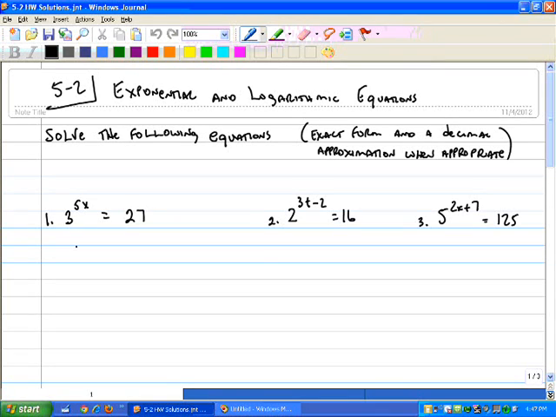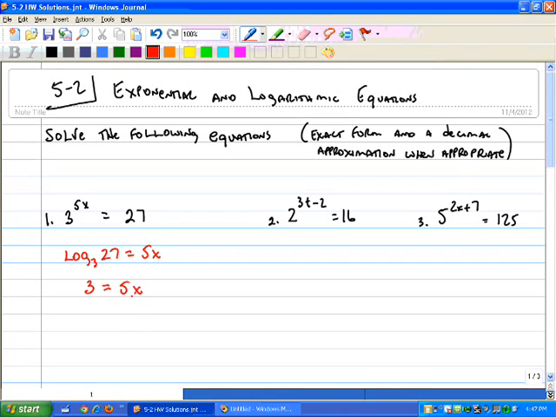To start, we change the exponential equation into logarithmic form. So we get log base 3 of 27 equals 5x. Recall that log base 3 of 27 is the exponent that we raise the base to get what's inside. So 3 to what power equals 27? 3 to the third power is 27, so log base 3 of 27 is 3.